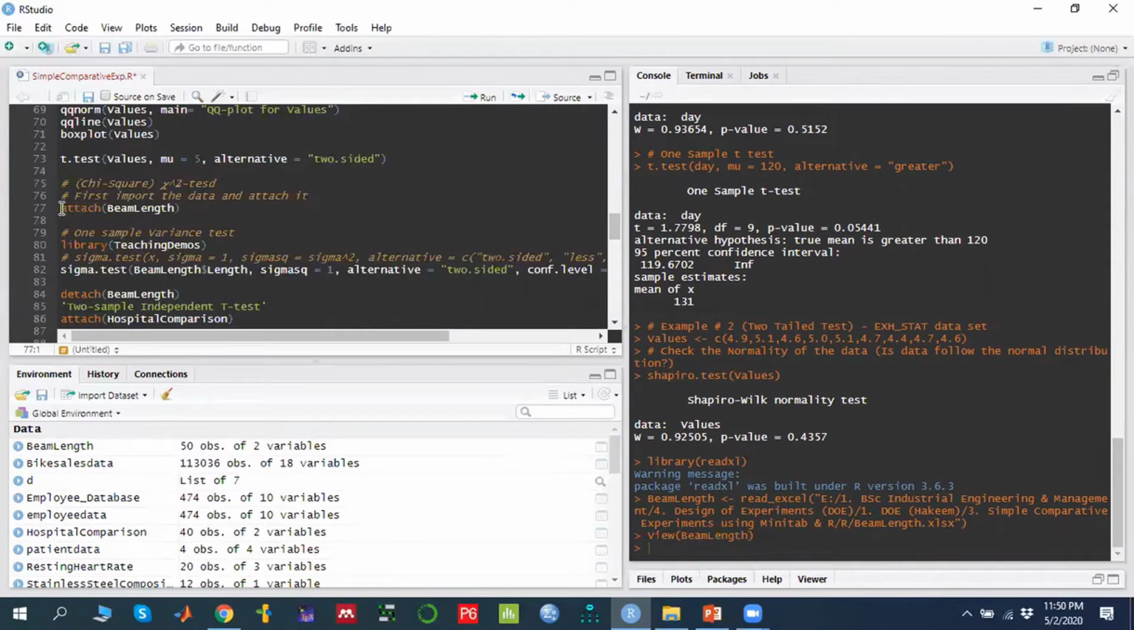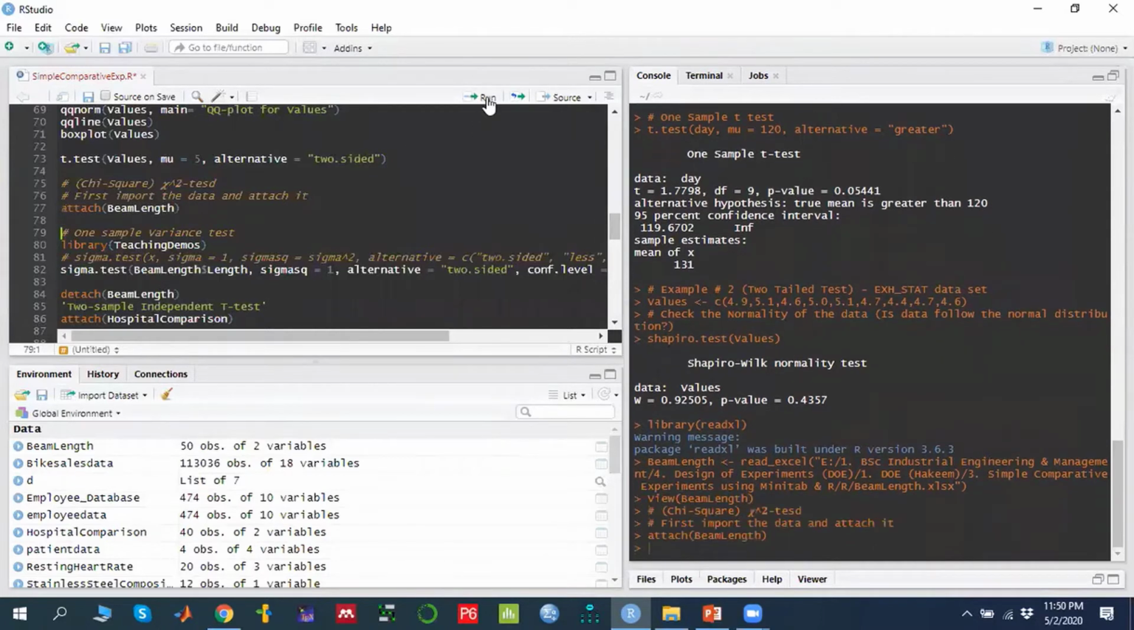In order to do that, we will run a function called attach. So attach beam length, that is the name of the data file, and make sure there is no space between the name of the file. Like beam, we cannot write beam space length. So you should write it without space. So attach beam length. Now the file is attached.